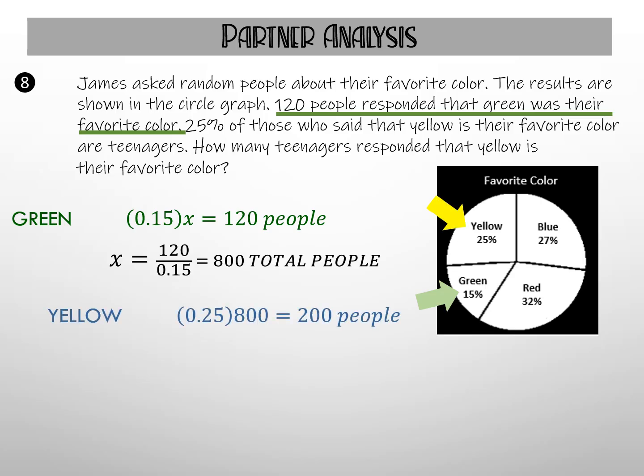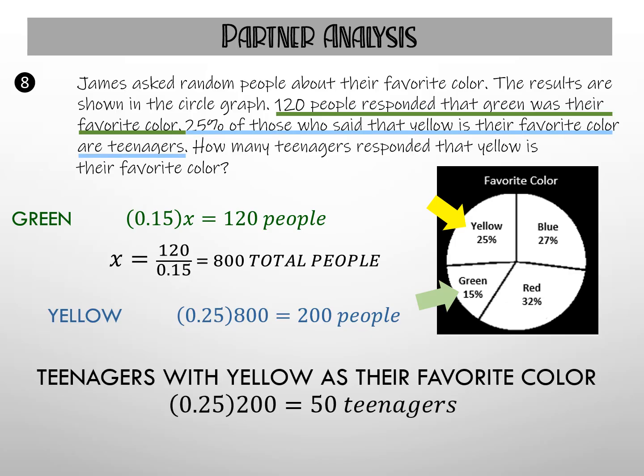25% of those that said yellow is their favorite color are teenagers. So yellow is 25%. 25% of the 800 people is 200 people. But 25% of those are teenagers. So we need to calculate 0.25 times 200. So that'd be 50 teenagers.